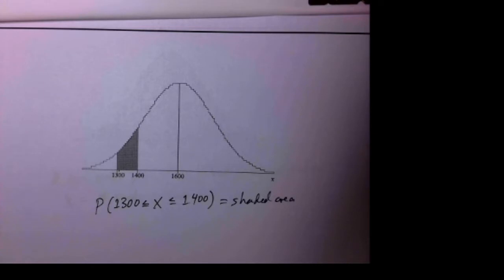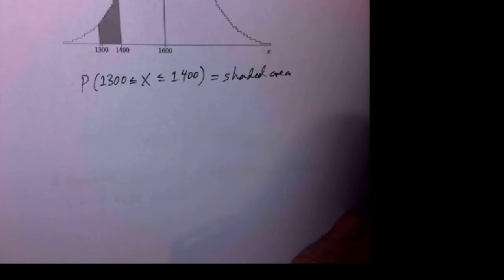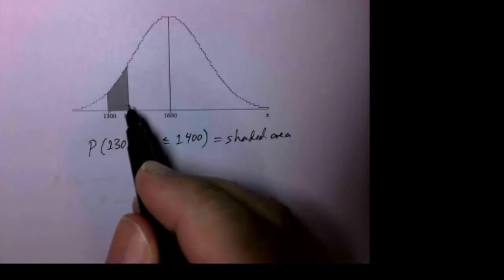Okay, it's probably obvious to you that the way we're going to go from here to the probability distribution for a continuous random variable is to just use more and more of these bars and make them thinner and thinner.